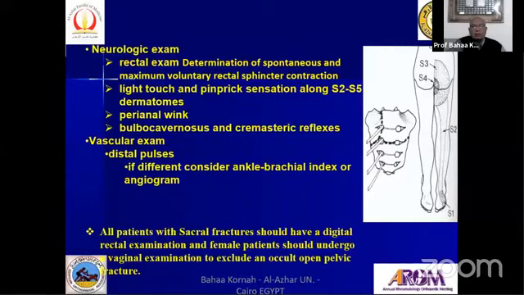Distal pulse is very important. If different, consider an ankle brachial index or angiography. All patients with a sacral fracture should have a digital rectal examination, and female patients should undergo vaginal examination to exclude any occult pelvic fracture. It's a very important statement, and it is your responsibility to detect that.